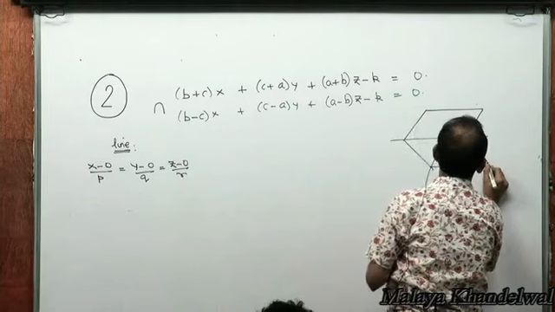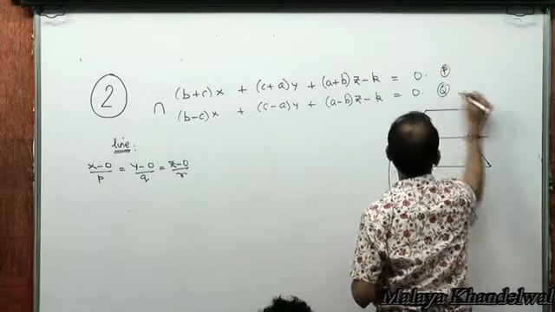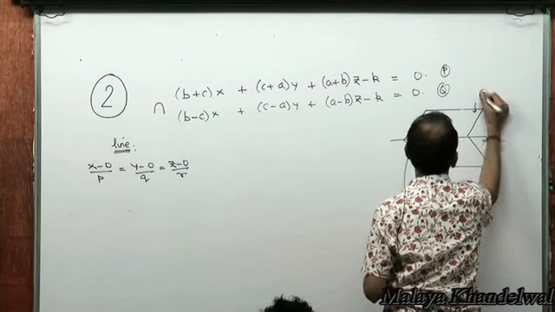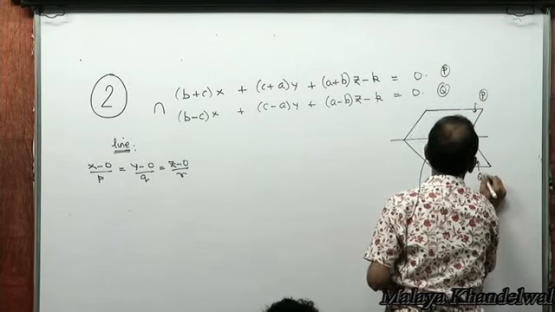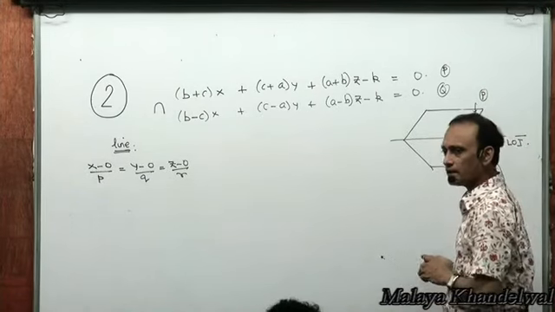These are two planes, isn't it? Say this is plane P and this is plane Q. Together, what do they represent? The line of intersection, right?